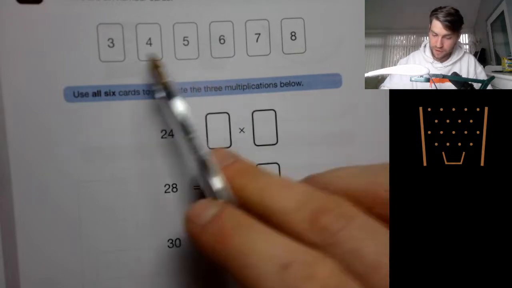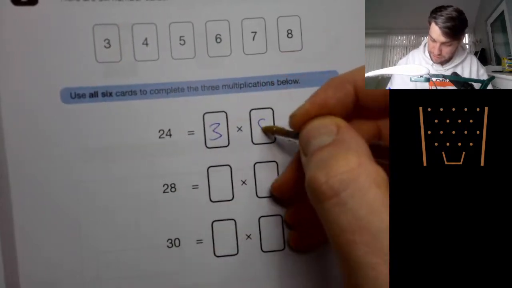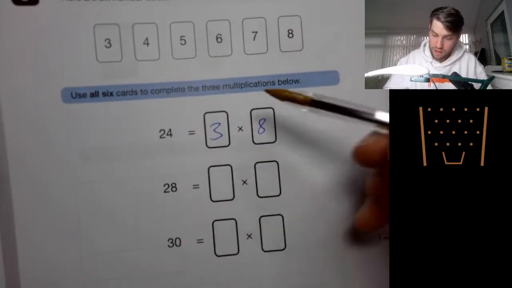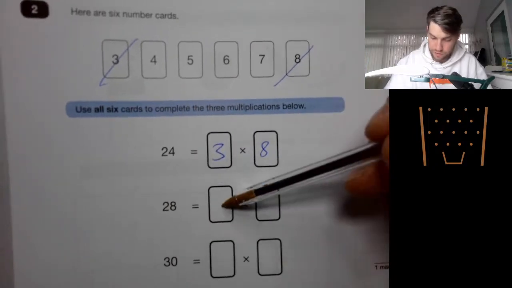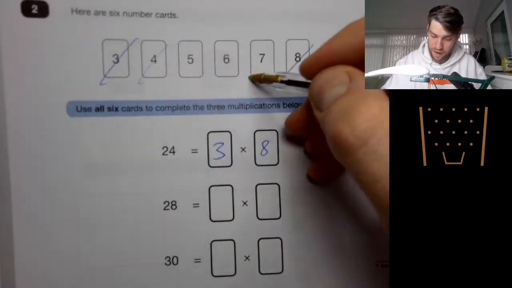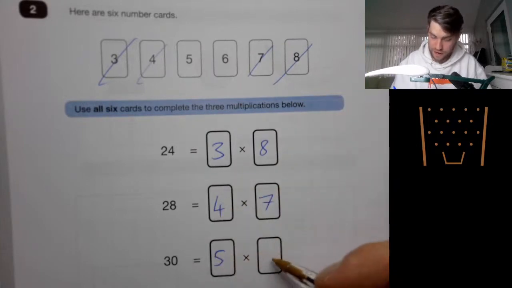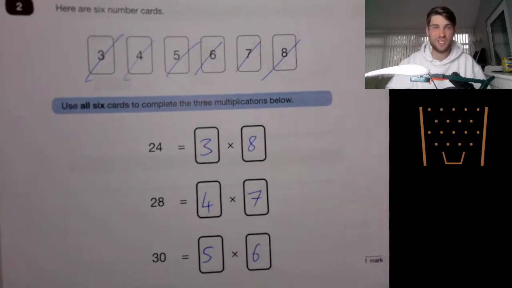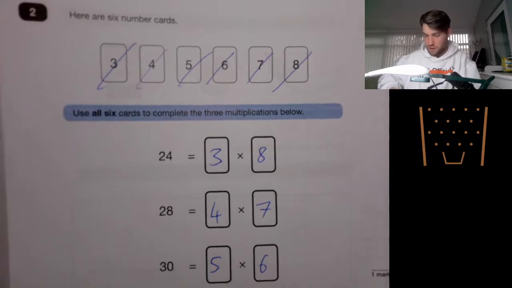So for 24, I'm going to use 3 and 8. No particular reason, just I know that that works. You could use 6 and 4, but I might need them later on. So it's 3 and 8 done. I'm going to cross them off as I go. For 28, I'm going to use 4 and 7. And for 30, I'm going to use 5 and 6. Yeah, that is it. I've used each one only once. That is question 2. Right, let's have a look at question number 3.